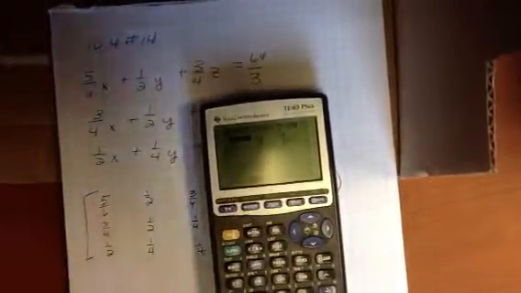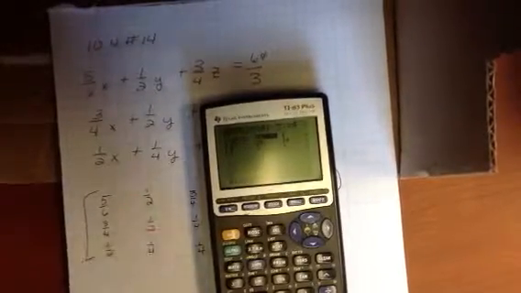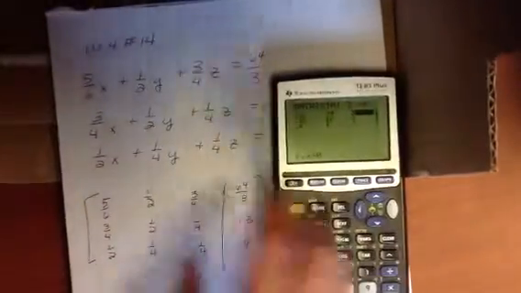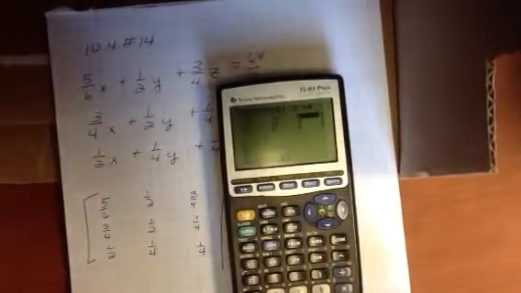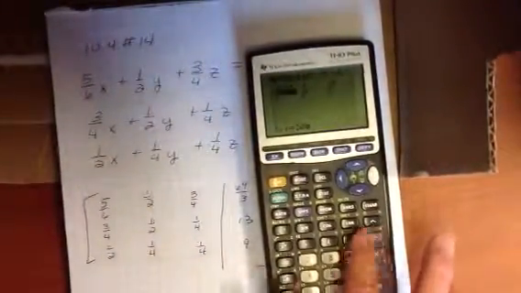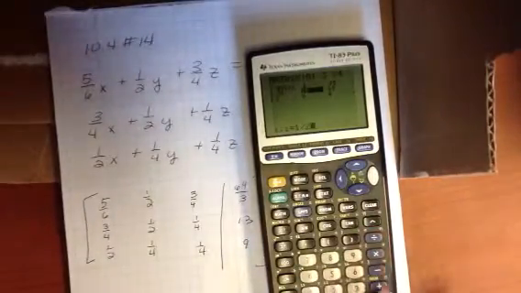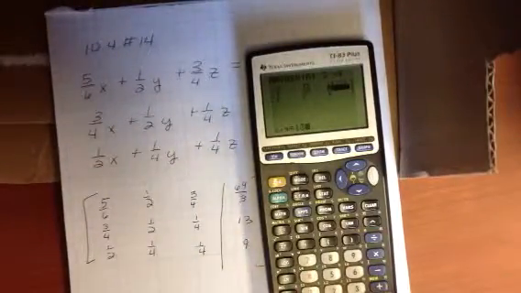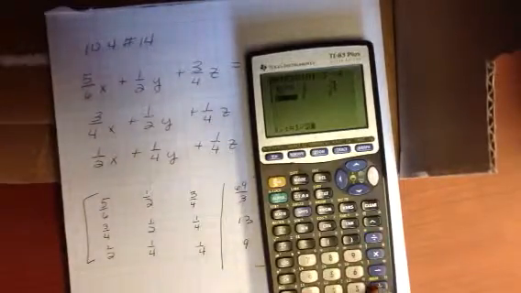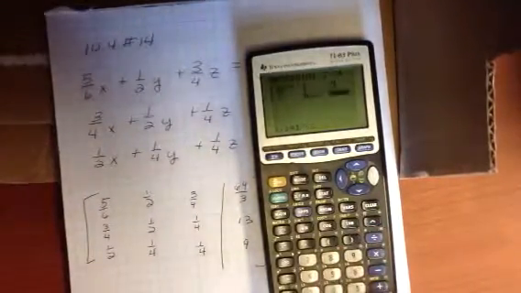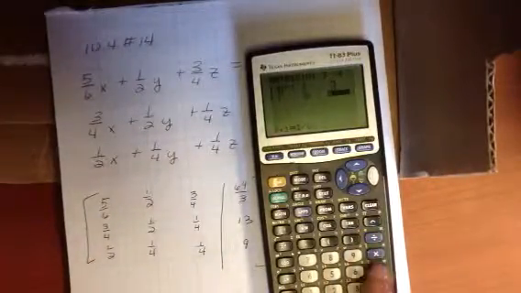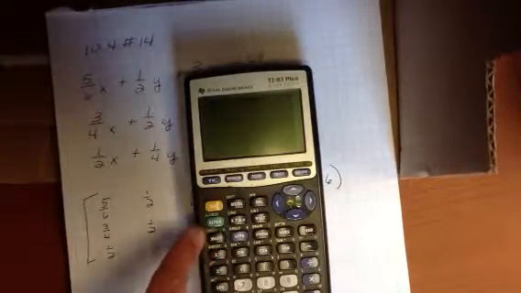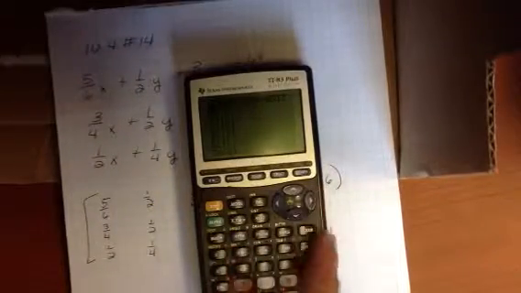Now to type in our fractions here, again we just do 5 divided by 6, enter, 1 divided by 2, enter, 3 divided by 4, enter, and 64 divided by 3, enter, 3 divided by 4, enter, 1 divided by 2, enter, 1 divided by 4, enter, 13, enter, 1 divided by 2, enter, 1 divided by 4, enter, 1 divided by 4, enter, and 9.